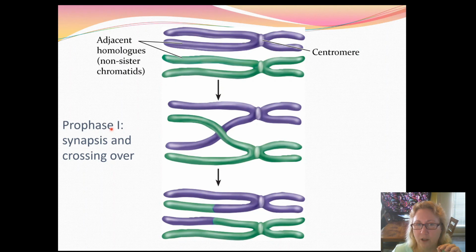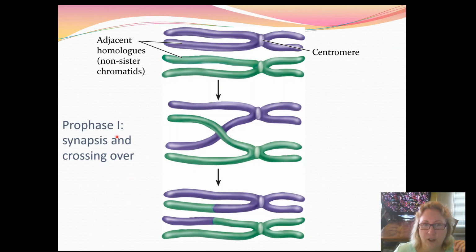We call the divisions in meiosis by Roman numerals, so this is a Roman numeral 1. Everything associated with the first division has a Roman numeral 1, and the second division has a Roman numeral 2. So we have prophase, metaphase, anaphase, telophase 1, and then we have prophase, metaphase, anaphase, telophase 2.